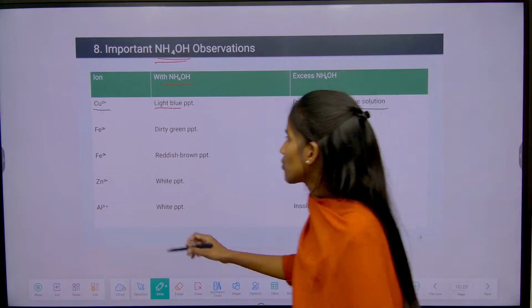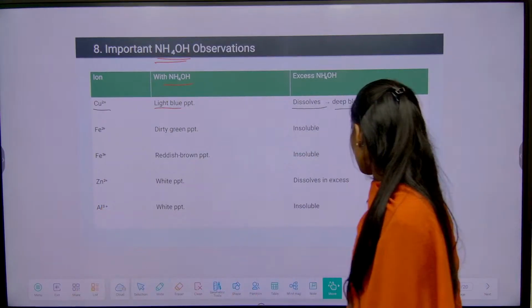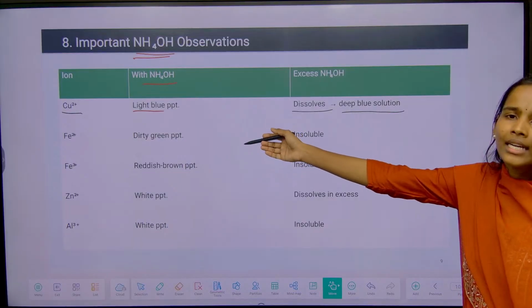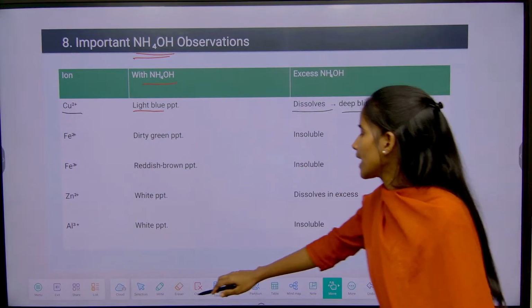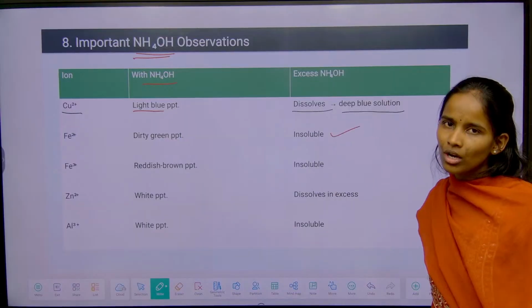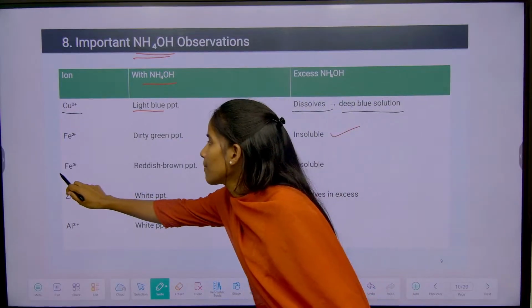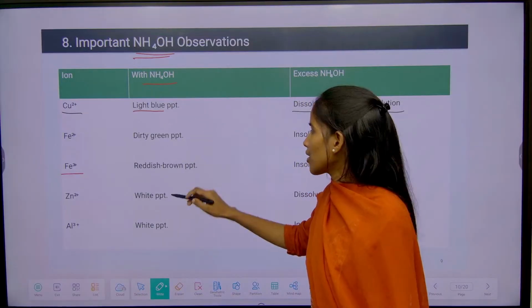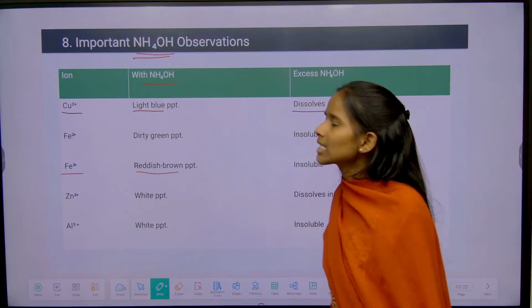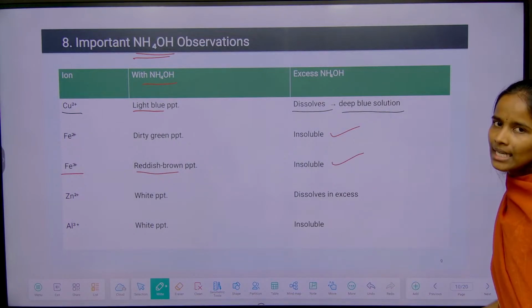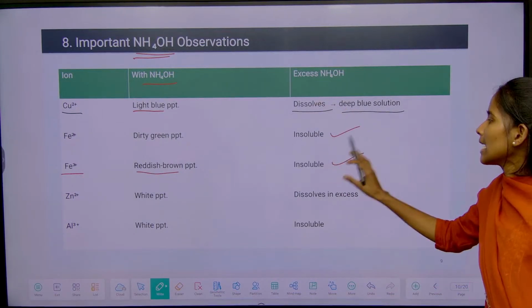Now, see the next one, Fe2+. We will get a green color precipitate, and when we add excess ammonium hydroxide solution, it is insoluble in that. Then see the next, Fe3+. If you add NH4OH, ammonium hydroxide solution, we will get a reddish brown color precipitate. Then if you add excess, whatever complex is formed, it is insoluble.